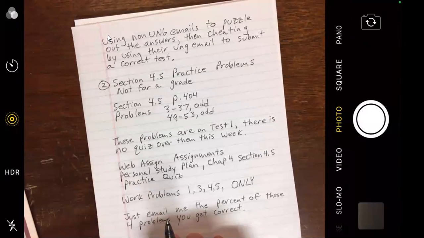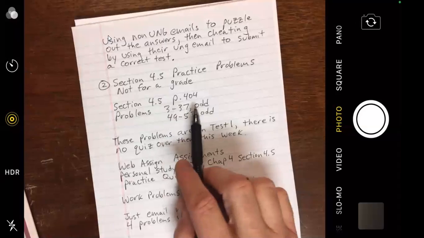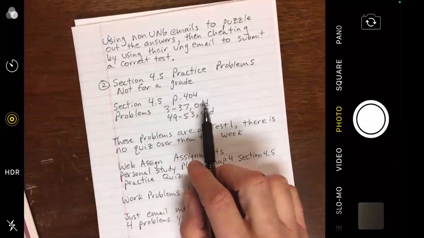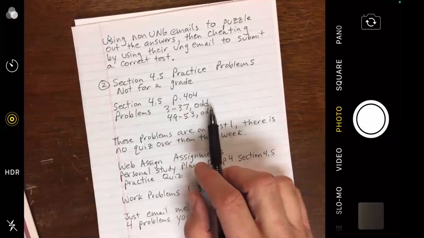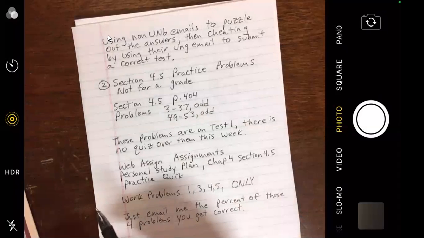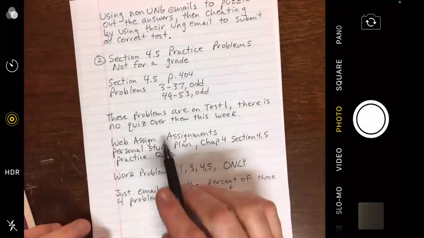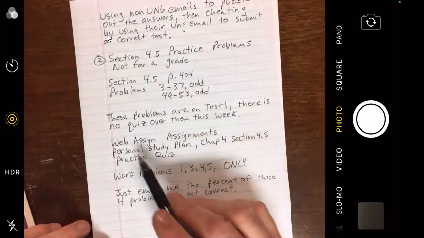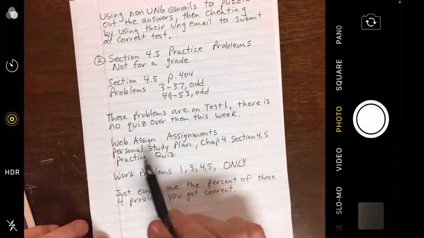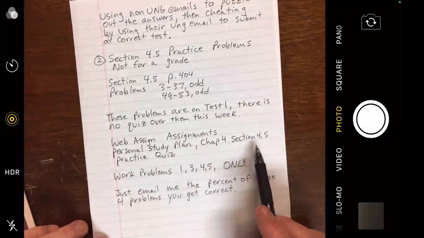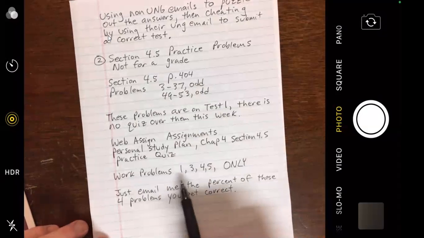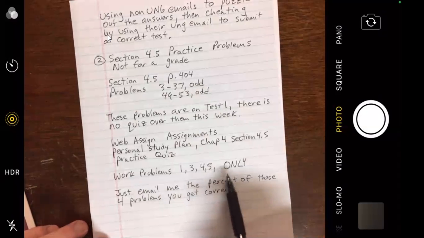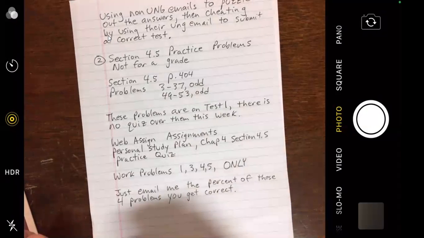For section 4.5, practice problems, not for a grade, page 404, problems 3 to 37 and 49 to 53. Problems are on test 1, but we have no specific quiz over them this week. The web assigned assignments, again on your personal study plan, chapter 4, section 4.5: Practice quiz, problems 1, 3, 4, and 5 only. Just email me the percent of these 4 problems that you get correct.